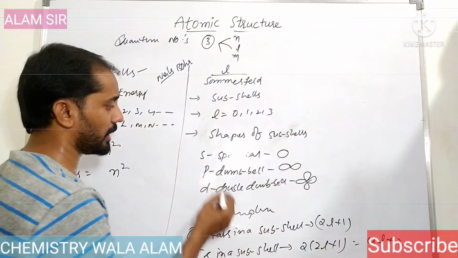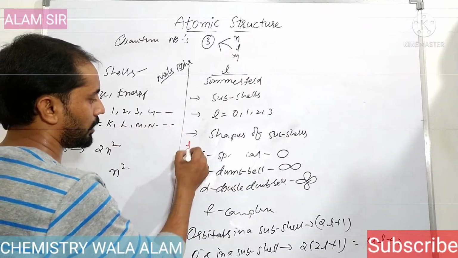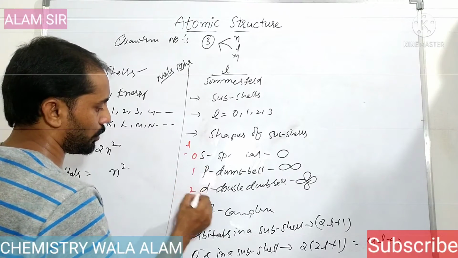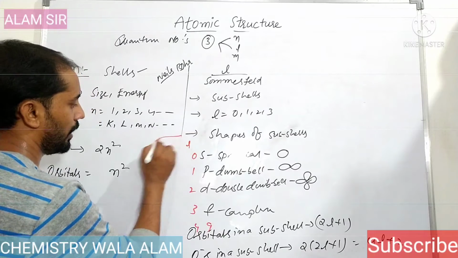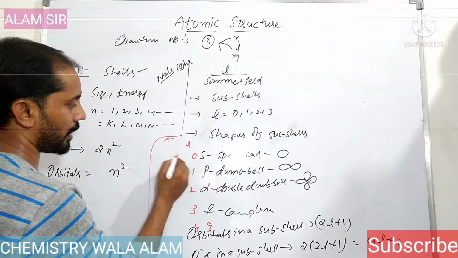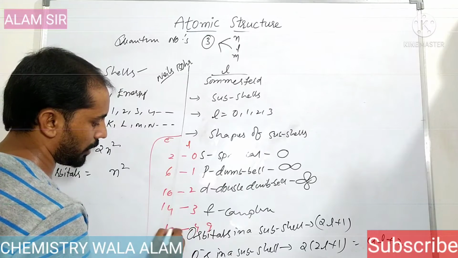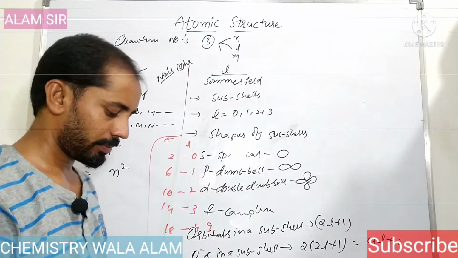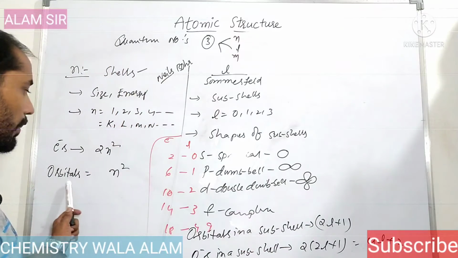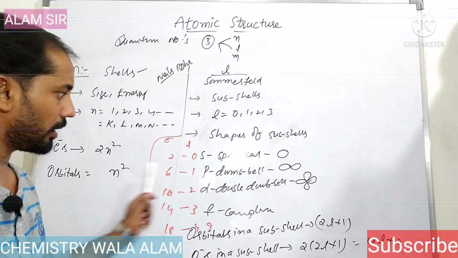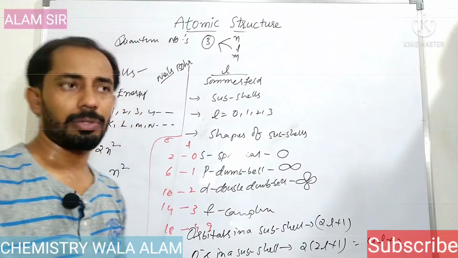Based on this formula, the l values can be written as 0, 1, 2, 3, and for g orbital 4 will come. So the number of electrons in the s orbital is 2, p orbital 6, d orbital 10, f orbital 14, g orbital 18. The number of electrons in a subshell is 4l plus 2. The number of orbitals in the main shell is n square, and the number of orbitals in a subshell equals 2l plus 1.